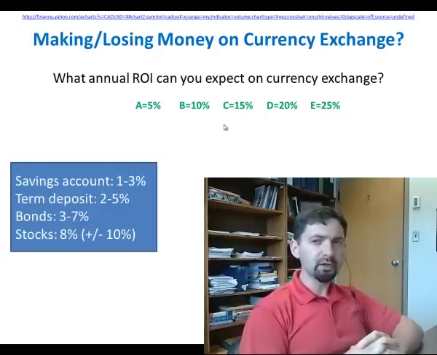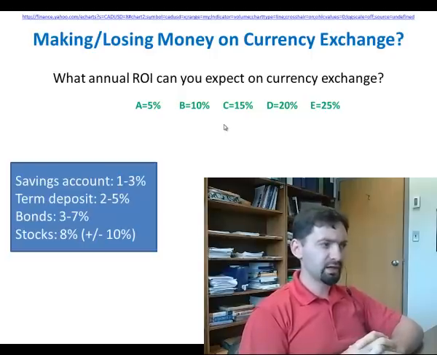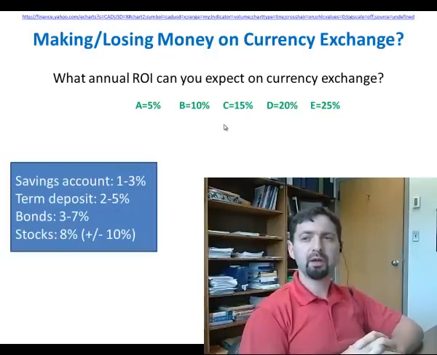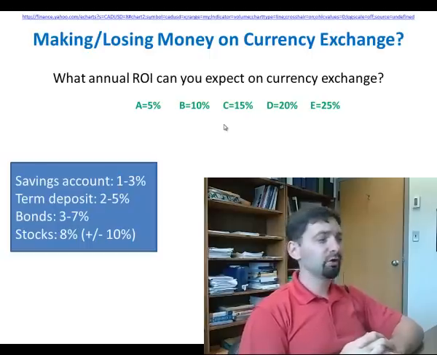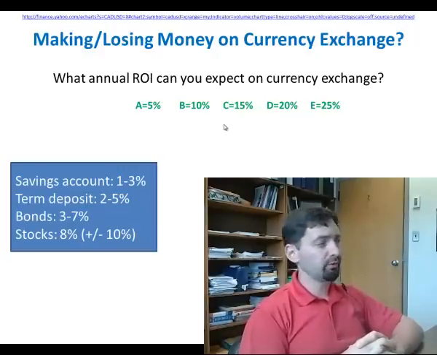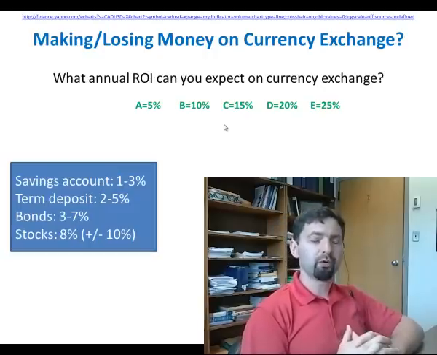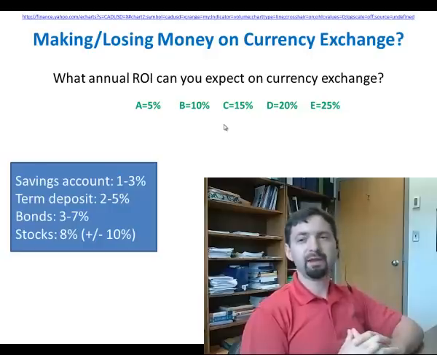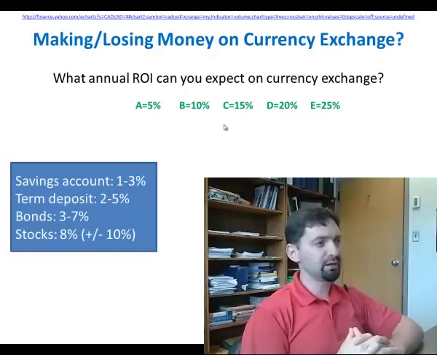If you're not sure what the return on investment rates are today, well, if you put your money in a savings account, you would expect to get anywhere between 1 to 3% per year. It used to be a little higher than that, but again, today money is cheap, and so normally you wouldn't get more than 3% with your regular savings account. If you put your money in a term deposit, you can probably get somewhat better return, somewhere up to 5%. If you buy bonds over long term, you can get anywhere between 3 to 7%. And if you buy and sell stocks, again depending on the market, but overall in the long run you can probably expect anywhere between 8% to 10% a year, plus or minus 10. So in some years you will lose, in some years you will gain, but overall it's going to be around 8%.